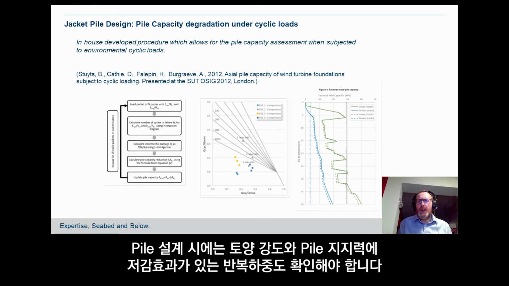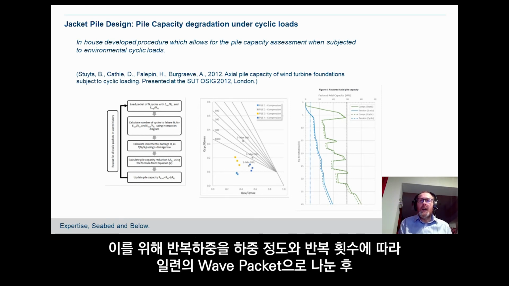In terms of axial pile design, we also need to check cyclic loading, because that can also have a degradation effect on the strength of the soil and the pile capacity. And what we do is we break the cyclic load down into a series of wave packets of varying load magnitudes and numbers of cycles.